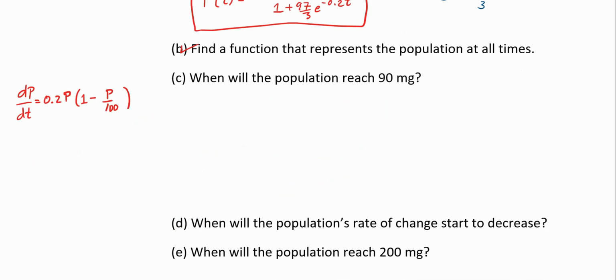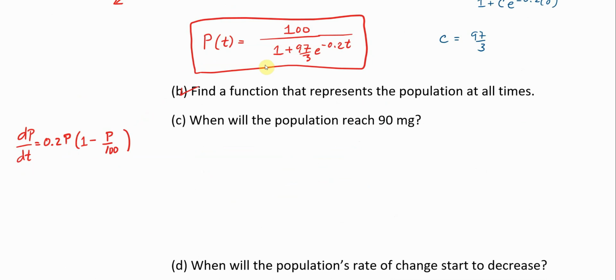All right, next, when will the population reach 90 milligrams? That's not hard to solve for. We set 90 equal to our equation. You can certainly do this using a calculator, graphing. I'm going to try to solve it algebraically as much as I can, just so you get some practice. So multiply both sides by this denominator and divide by 90. We get 1 plus 97 thirds e to the negative 0.2 t is equal to 100 over 90, or 10 over 9. Now we're going to subtract 1.